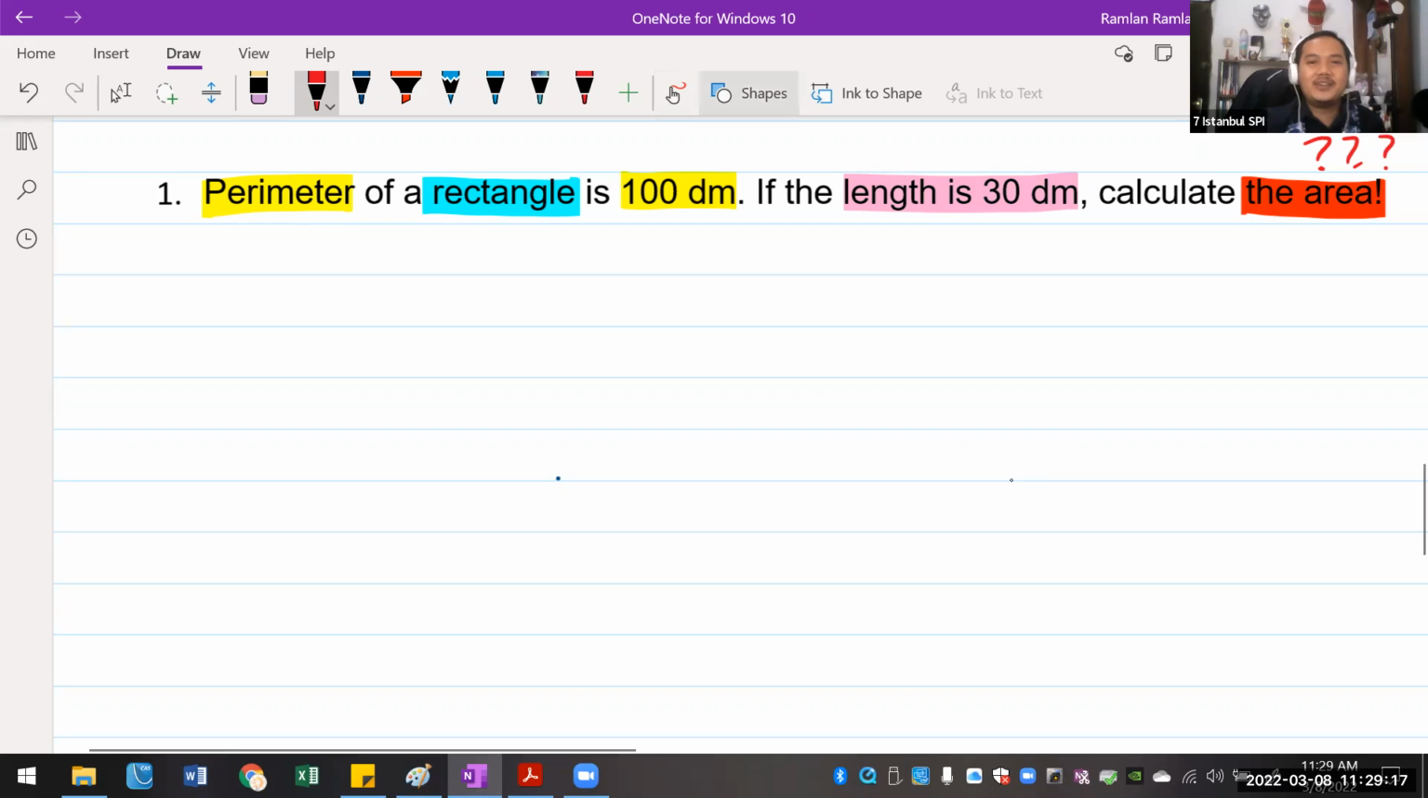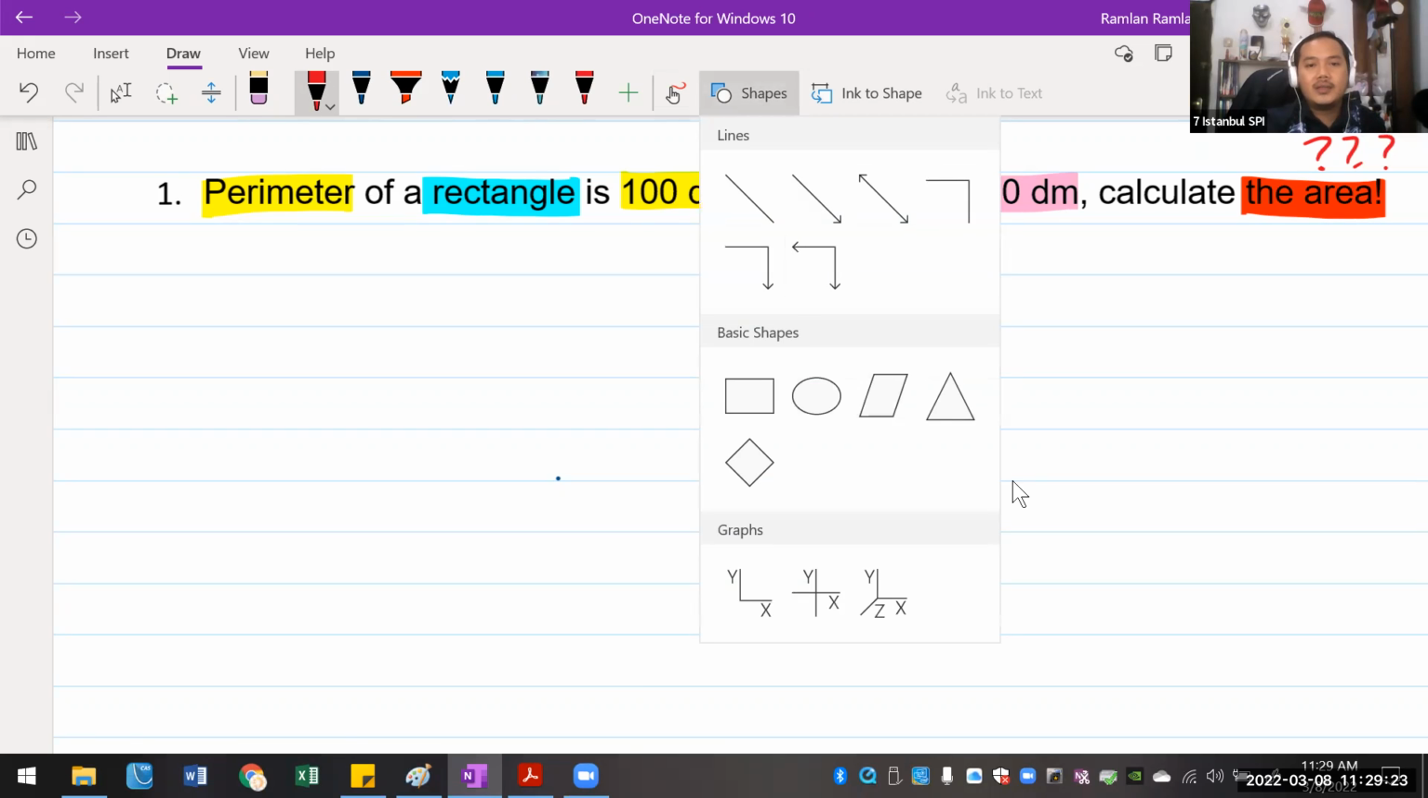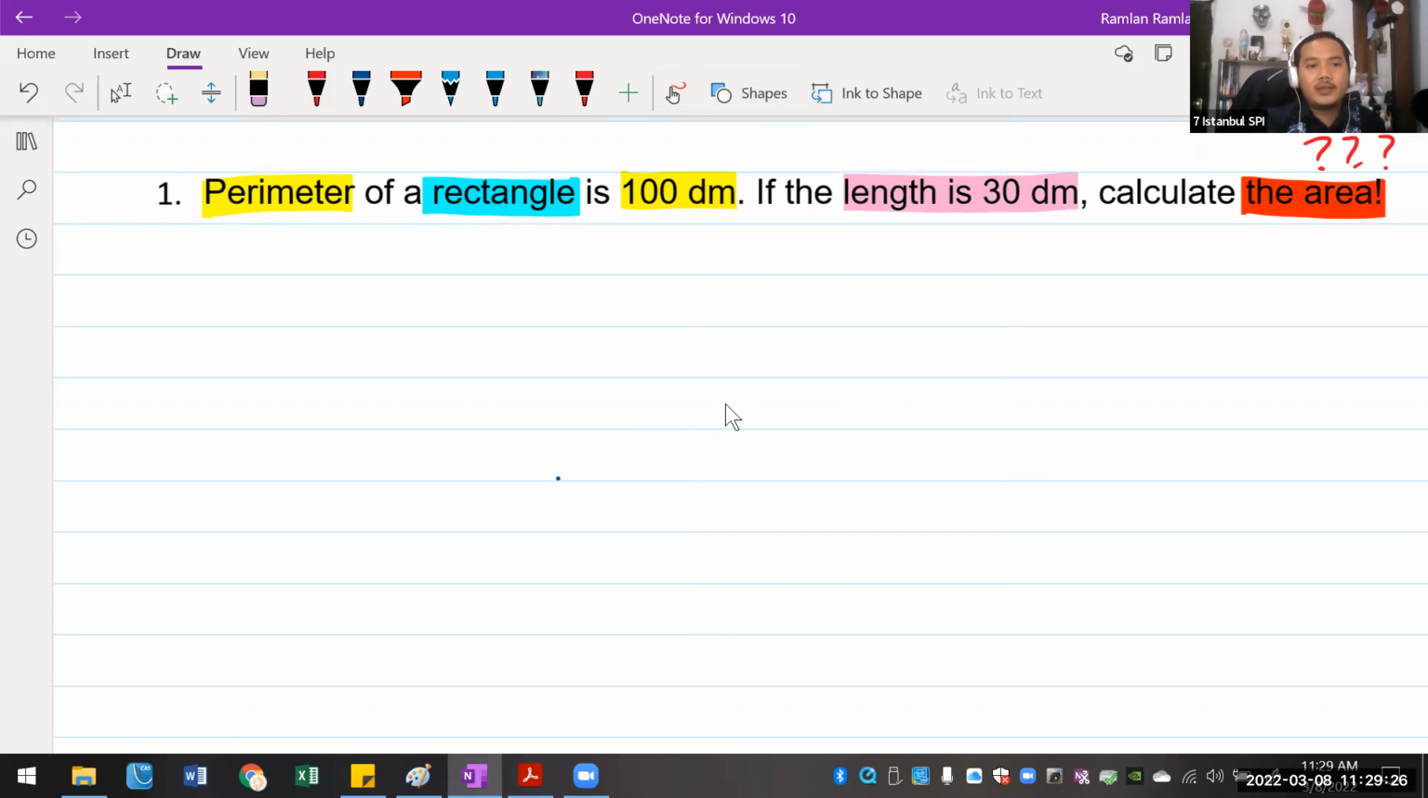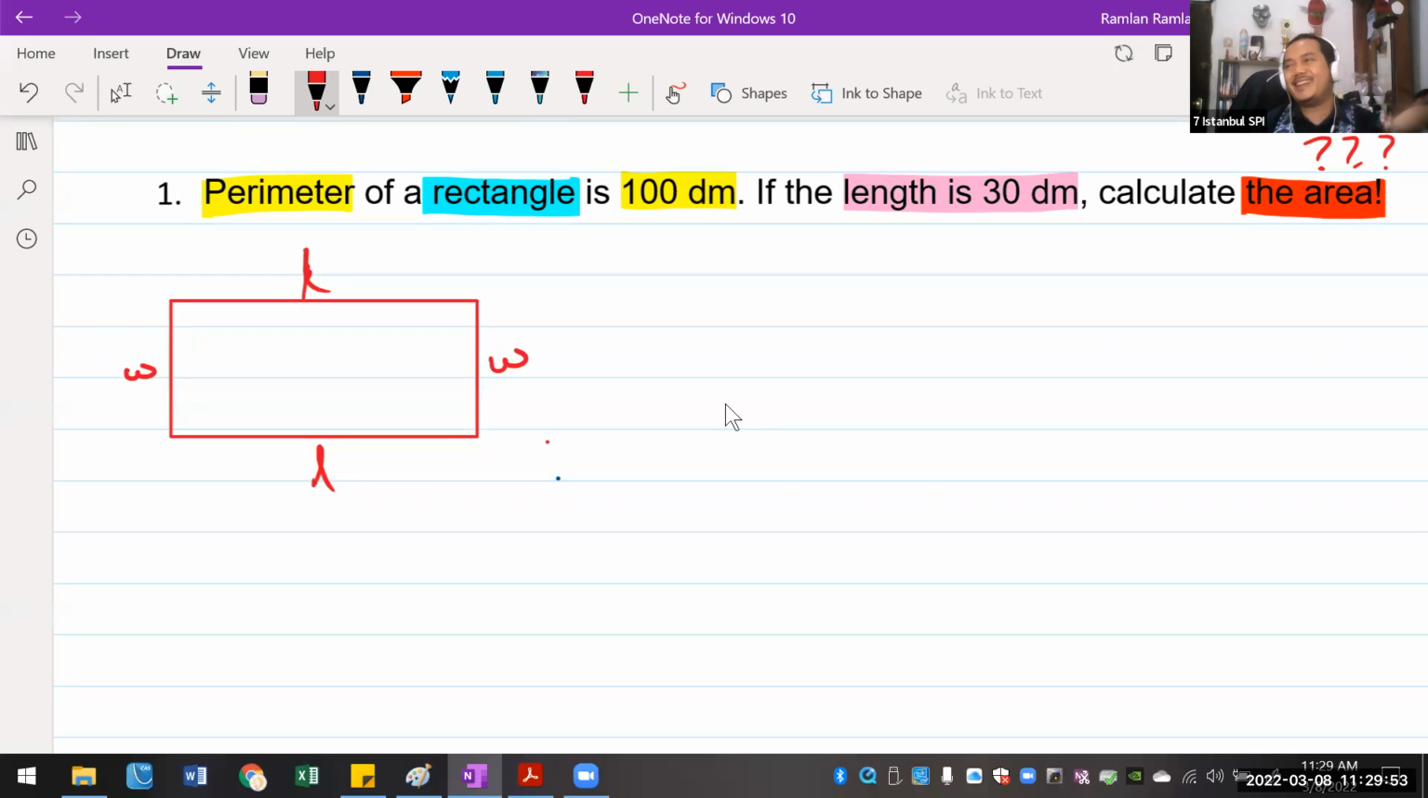Okay, lanjut ya. So I'm going to help you also with the shape, a rectangle. I'm going to draw a rectangle for you. Here we go. I have a rectangle over here. And the length, let's name that L, ya. Length paling gampang kita ambil aja huruf depannya, L. The length is this guy and also this guy, right? Those two are the length. And then we know that we have another measurement, which is the width, right? Okay, and then we also know that the perimeter is 100, so write down P equals 100 decimeter.